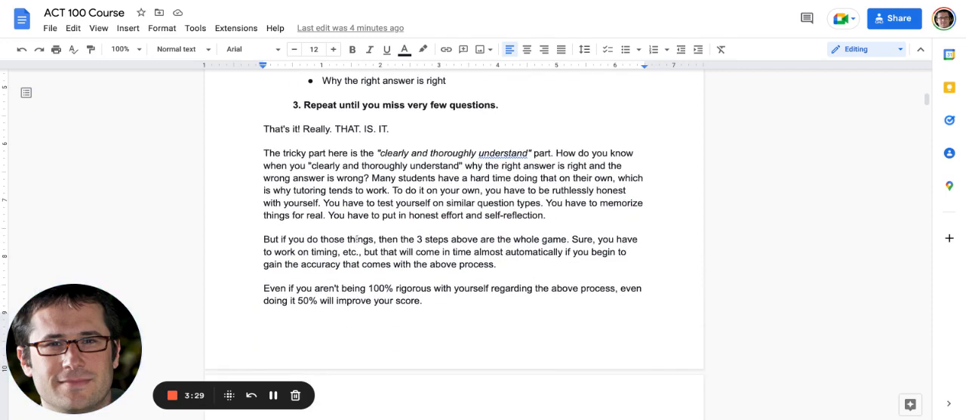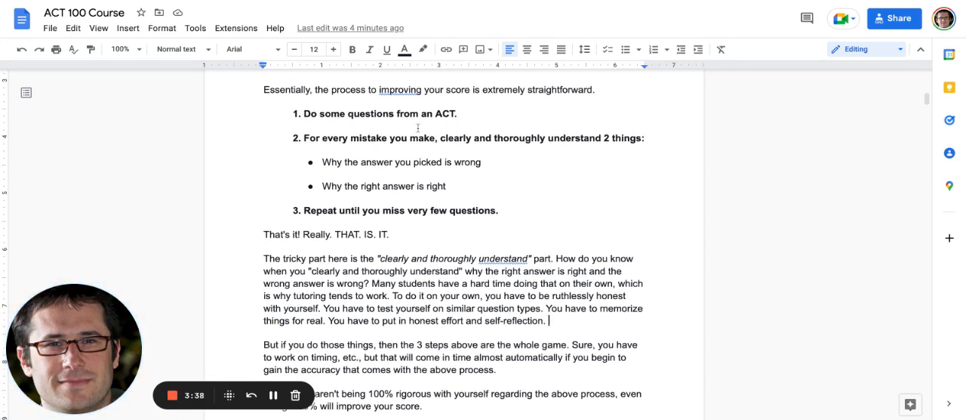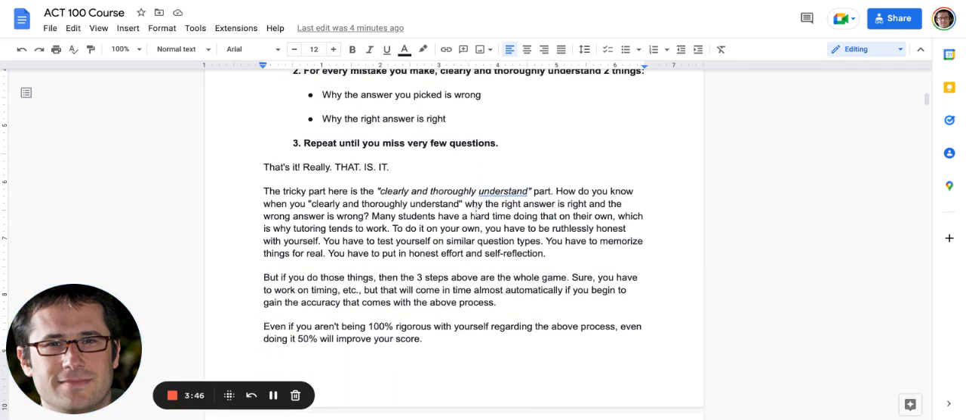So if you do these 3 things, if you test yourself and you memorize it and you're ruthlessly honest, then this is the whole game, right? You do some questions. Every time you make a mistake, you make sure you understand why the answer you picked is wrong and why the right answer is right. And if you do that, then you are going to get a high score on the ACT eventually. You just will. But you have to really do this intensely.